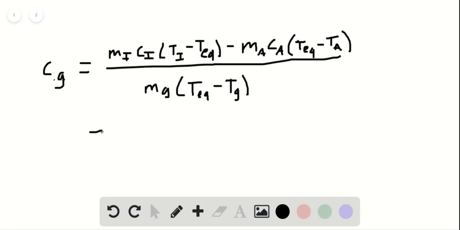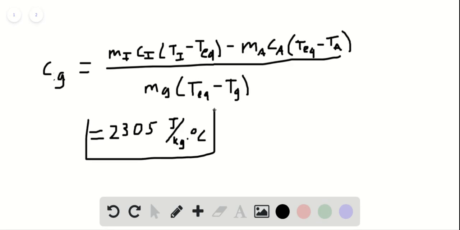So plugging all these values into this expression, we find that this comes out to equal 2,305. And of course, the units for specific heat are joules per kilogram times degrees Celsius. We can box that in as our solution to the question.